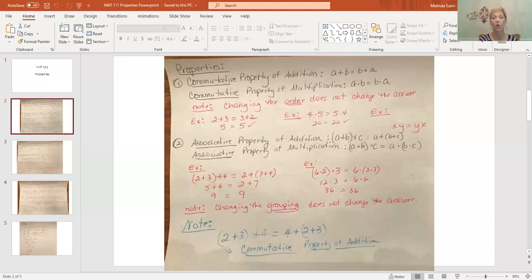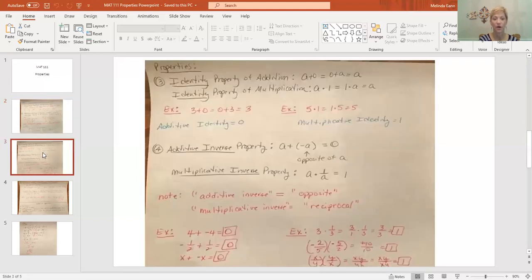What I've done is change the order. Parenthesis plus number equals number plus parenthesis. And when you change the order, that's commutative property. So changing the order is commutative, changing the grouping is associative. All right, let's look at some more.